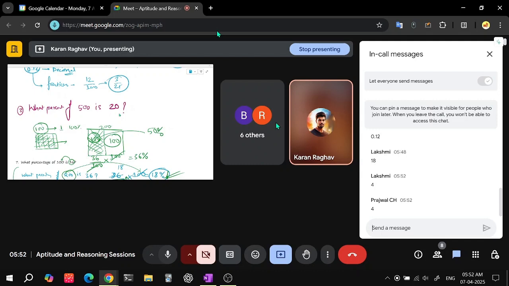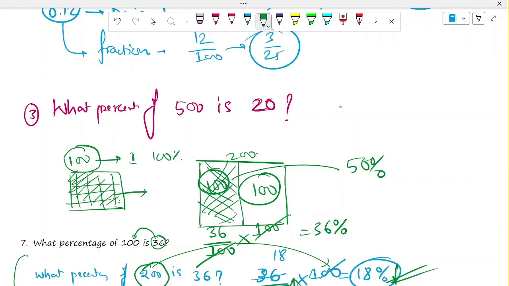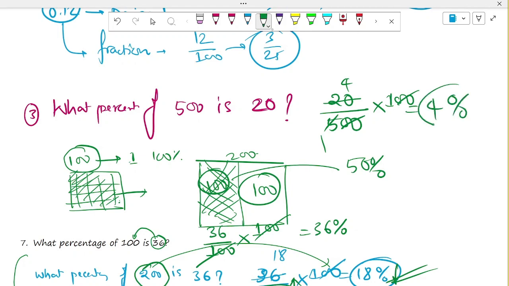Yes, it is 4%. You can see clearly 20 divided by 500 into 100. This is cancelled. 5 ones are 5, 5 4s are 20, so it is equal to 4%. Answer is 4%. Okay. I hope you got this concept.